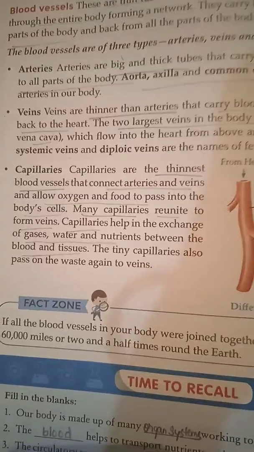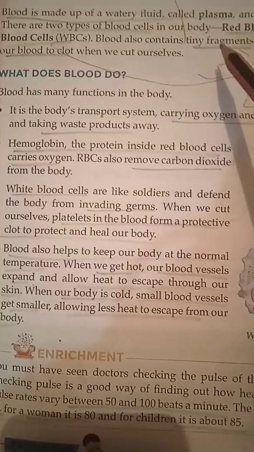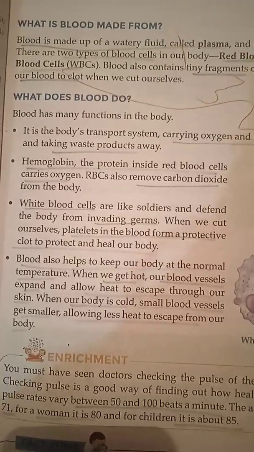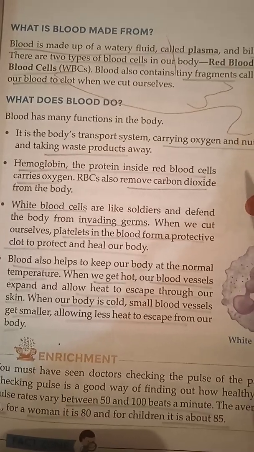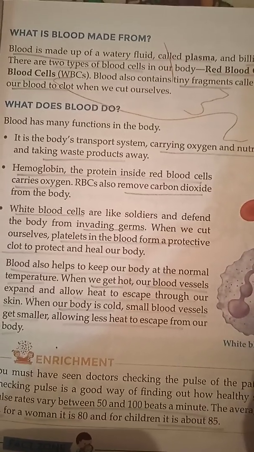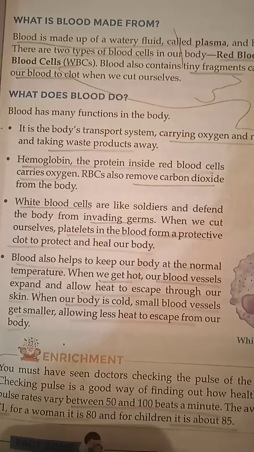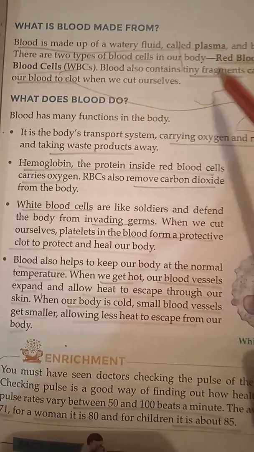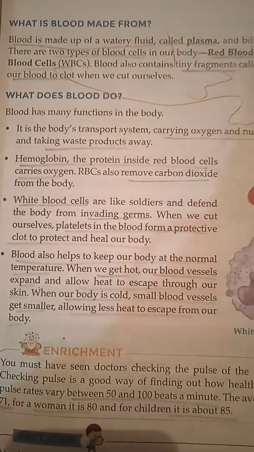Now, blood. Blood is a very important fluid. It is red in color. Okay, all of you must have seen blood. Now, children, you must have noticed there is a watery fluid with which the blood is made, and that fluid is known as plasma. And this blood is made up of very tiny blood cells.